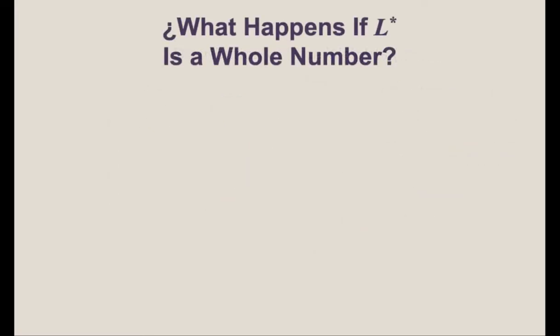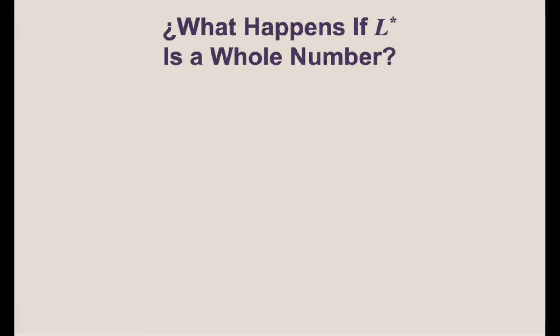The second part of this algorithm is where things get a little tricky. This is when L star, the prelocator, happens to be a whole number. This means when we round L star up, it doesn't actually change. Thus, if L star is a whole number, then L, the locator, and L star, the prelocator, are the same number. In this case, we need to do something special.